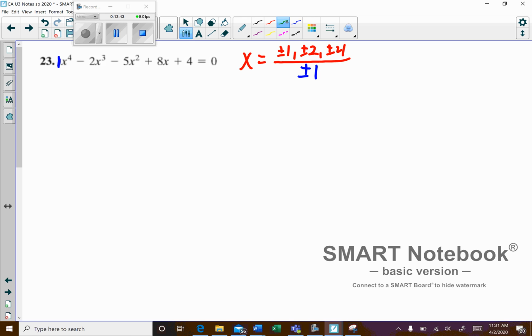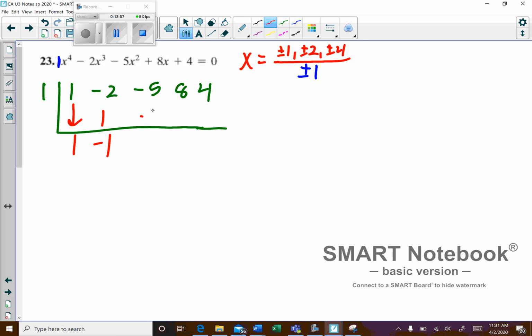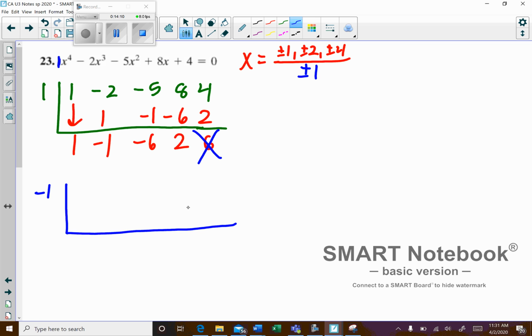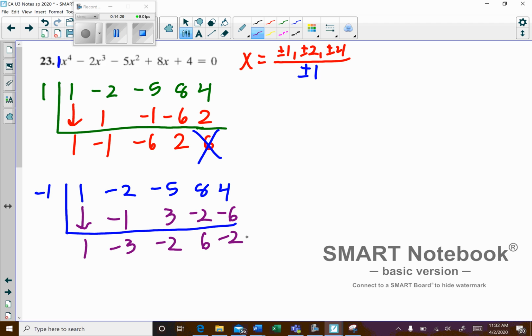So let's go ahead and try one of these. We'll go ahead and try 1. So let's see, 1, negative 2, negative 5, 8, and 4. So here we go. And it looks like this first one is a no-go. Doesn't look like 1 works. Okay, so we'll go ahead and try negative 1. Okay, so here we go. And it looks like this one's not working out either.